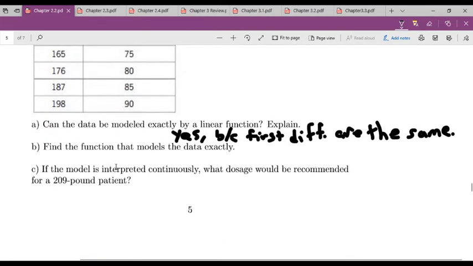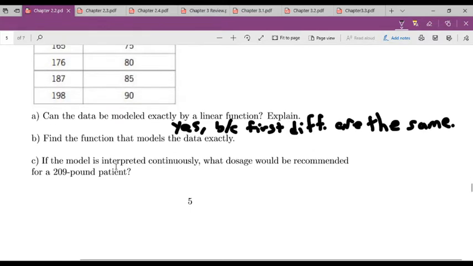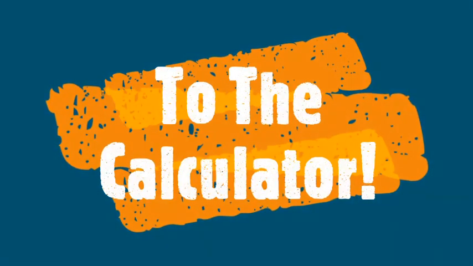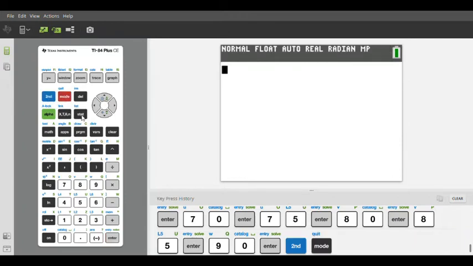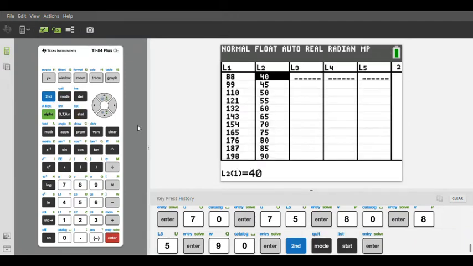Pretty much everybody after this point in the class usually opts to use the calculator here. So let's go over to the calculator, we'll find it, and then we will actually use the calculator to solve part C as well. Part C says if the model is interpreted continuously, what dosage would be recommended for a 209-pound patient? So we'll solve that on the calculator as well. Alright, so we're here at the calculator. Remember, starting from the blank screen, you go Stat, Edit, and type the two lists in. If you need to hit pause and do that, go ahead. Make sure you type them in correctly.